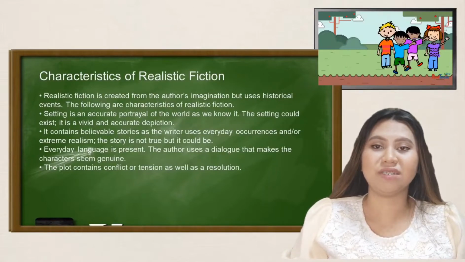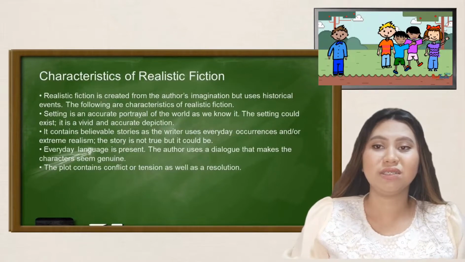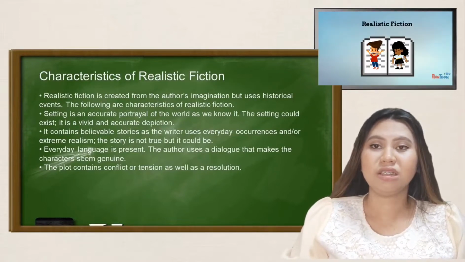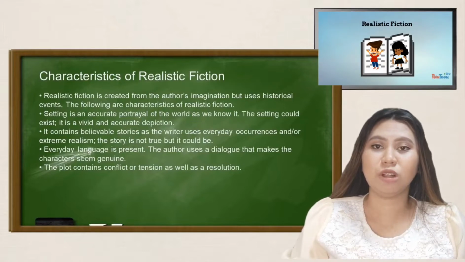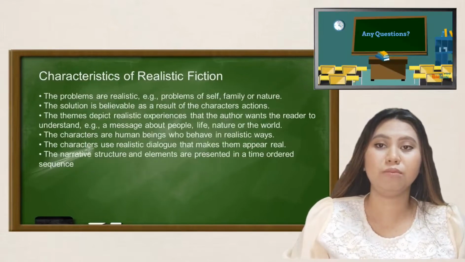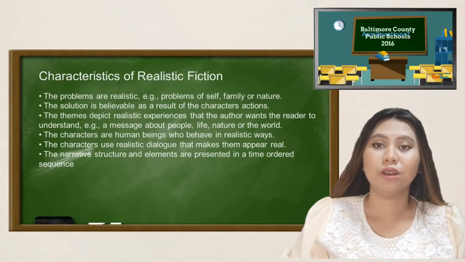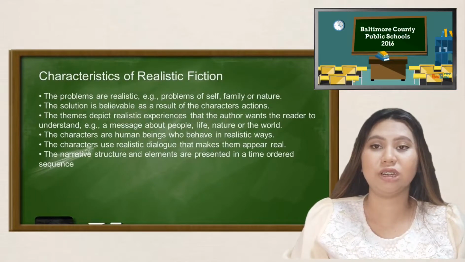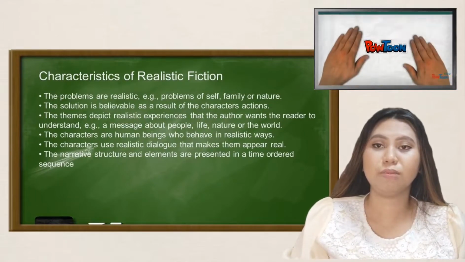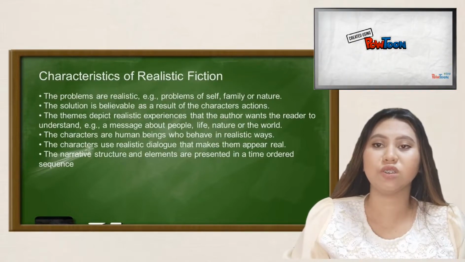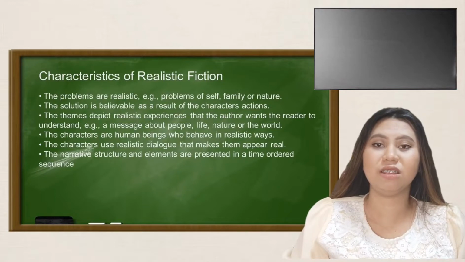Everyday language is present. The author uses dialogue that makes the characters seem genuine. The plot contains conflict or tension as well as resolution. The problems are realistic, for example, problems of self, family, or nature. The solution is believable as a result of the character's actions. The themes depict realistic experiences that the author wants the reader to understand. For example, a message about people, life, nature, or the world.